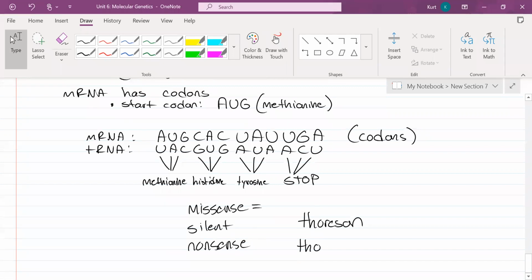No. rRNA, the ribosome. Do you remember how many parts of a ribosome there are? 2. You're thinking of the 3 chambers, the A, the P, and the E chamber. There's 2, a large subunit and a small subunit.